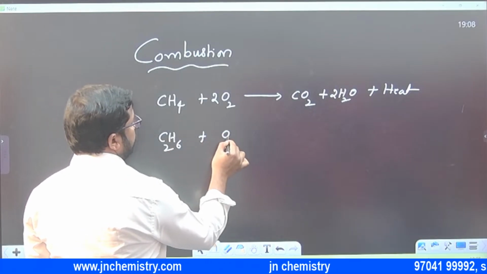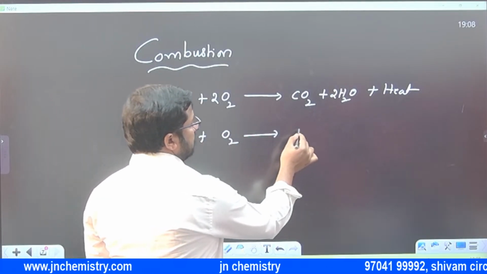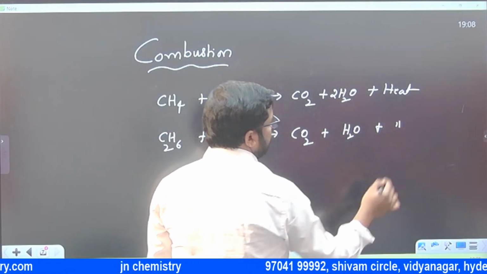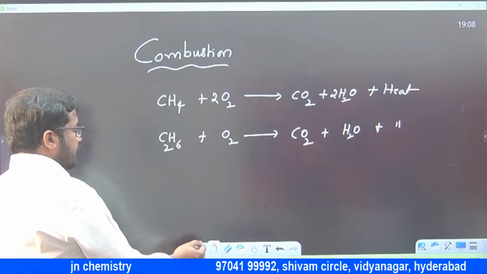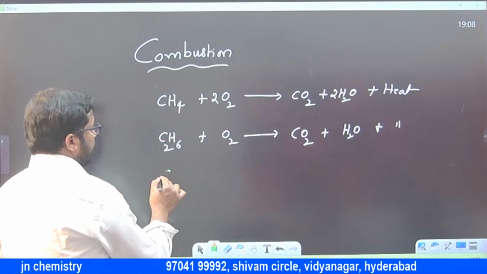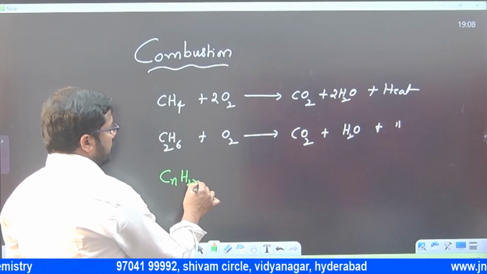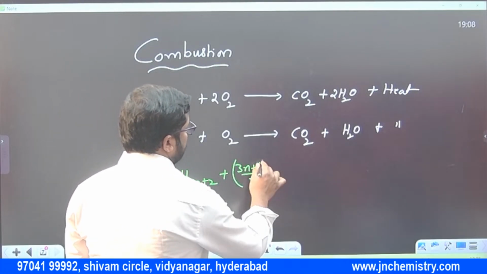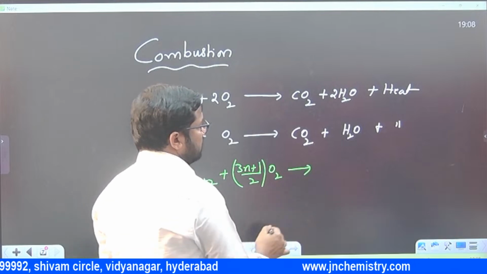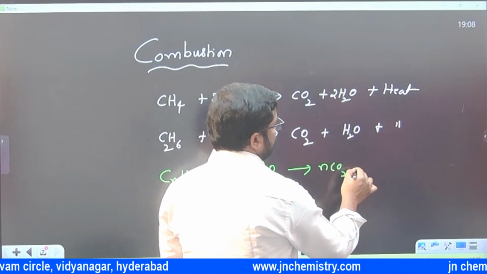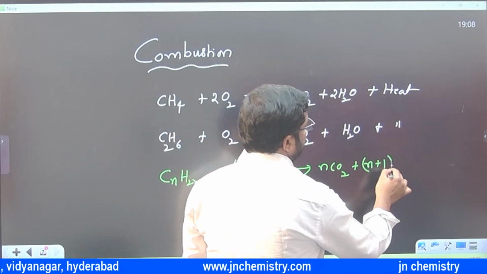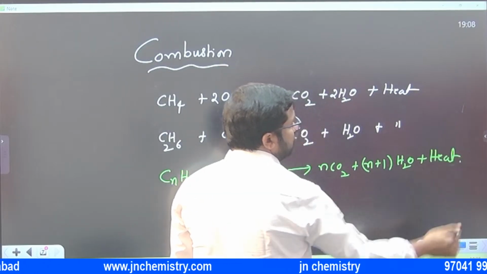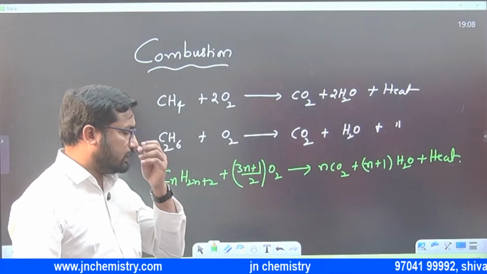C2H6 plus O2 gives rise to CO2 plus H2O plus heat. So we can balance the equation. Otherwise, the balanced equation we can write like this: CnH2n+2 plus (3n+1)/2 O2 gives rise to nCO2 plus (n+1)H2O plus heat. Write it down. This is the equation.